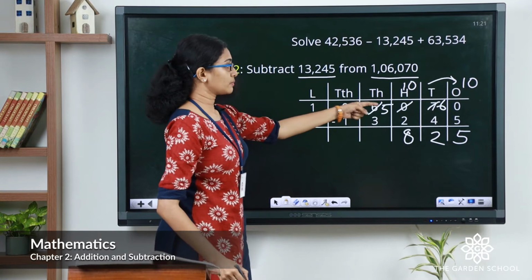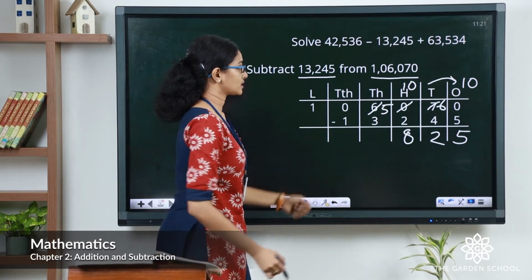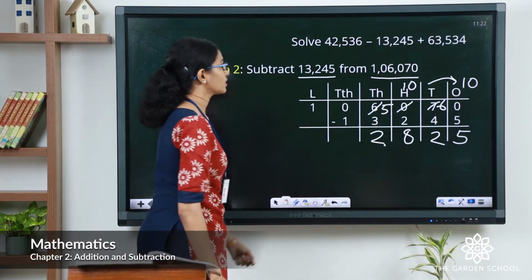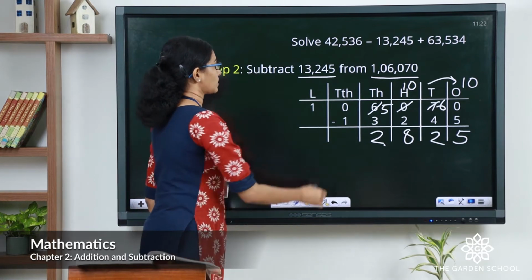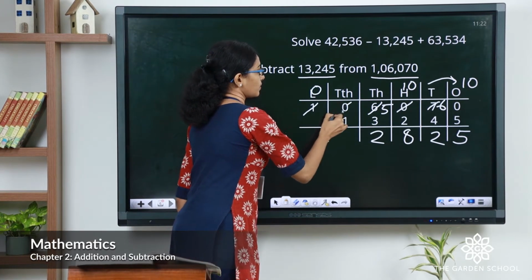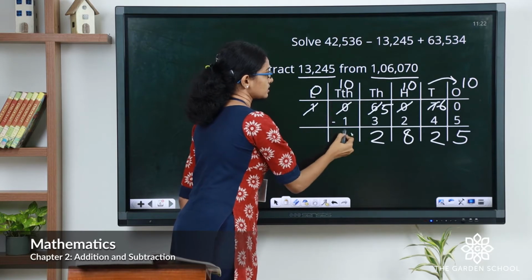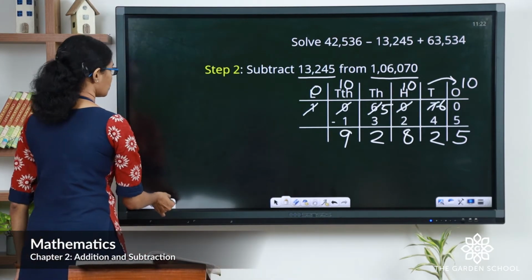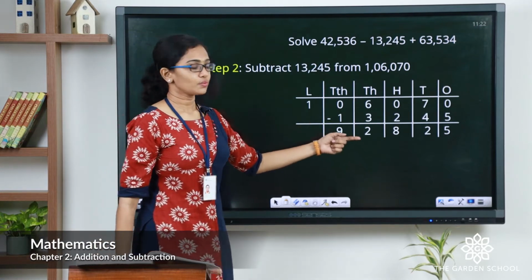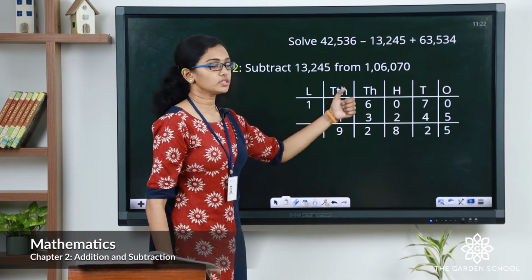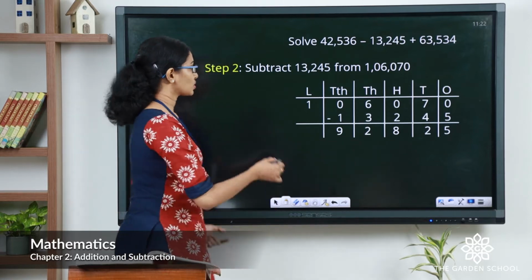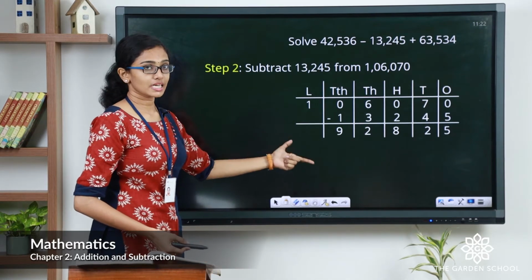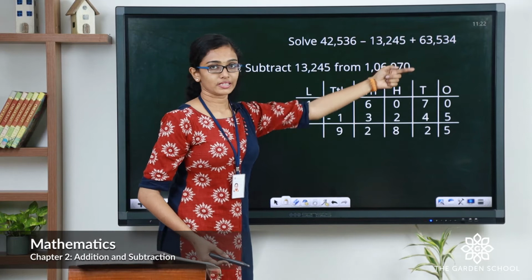Here 6 had become 5. So 5 minus 3 is 2. Now here again 0 minus 1. We borrow from the next higher place to make this 10. 10 minus 1 is 9. So what is the answer now? What's the difference? It's 92,825. So, we have completed these 2 steps for solving this question.